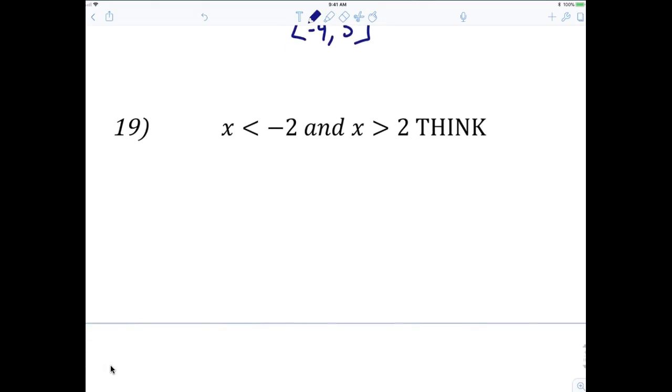Okay, so now we're at a thinking question again. All I'm asking you to do is to think first, and then think it through, and then tell me the answer. Everything in between negative 2 and 2? Read it to me. I want you to read the statement. x is less than negative 2. So now in your brain, you're thinking of all the numbers that are less than negative 2. And then x is greater than 2, so all the numbers greater than 2. What numbers are less than negative 2 and greater than 2? None. That's why it's no solution.